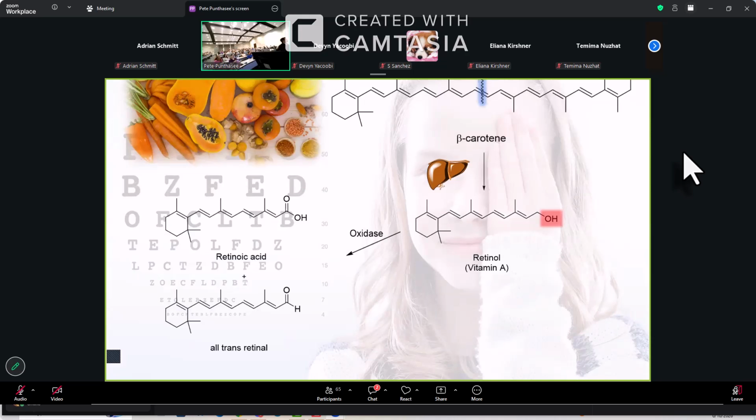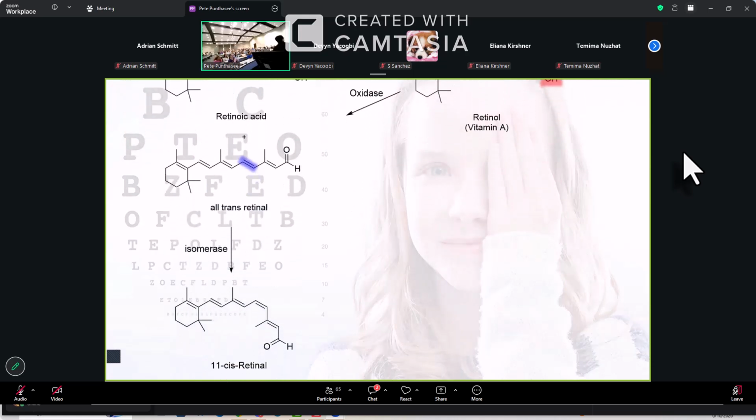Look at the aldehyde one. We call this all-trans retinal. It's an aldehyde, so we call it al. All-trans: everything is trans, the alkene is trans. Now look right there, we're going to focus on that double bond in a bit. This double bond can be isomerized by an enzyme called isomerase to get 11-cis retinal, right there. This is the active vitamin A.